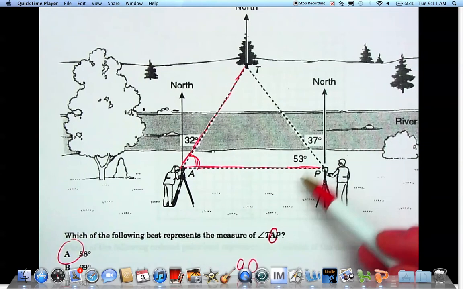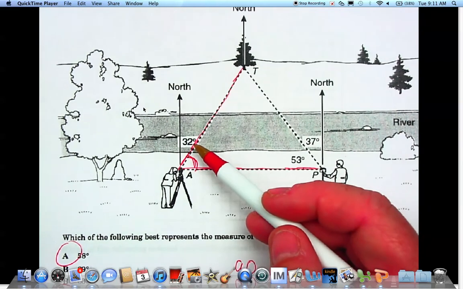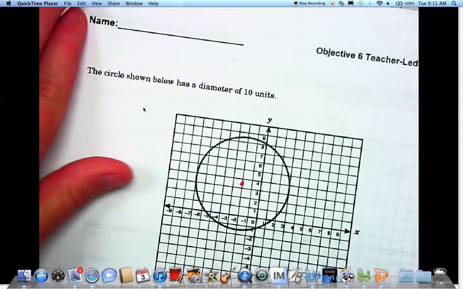Okay, if these had added up to 100, you would do 100 minus 32. All right? Okay. Any questions on any of those?